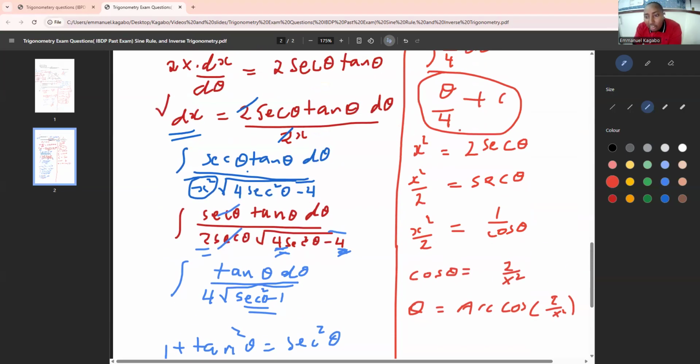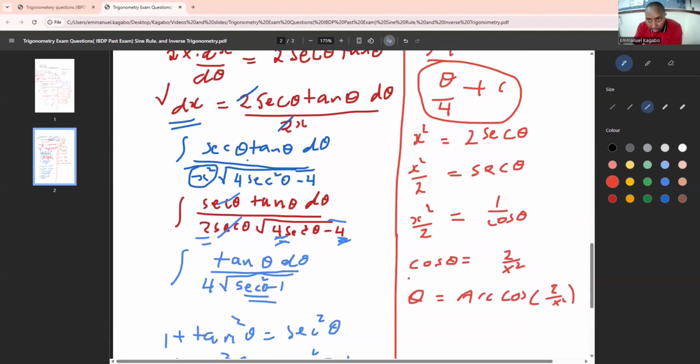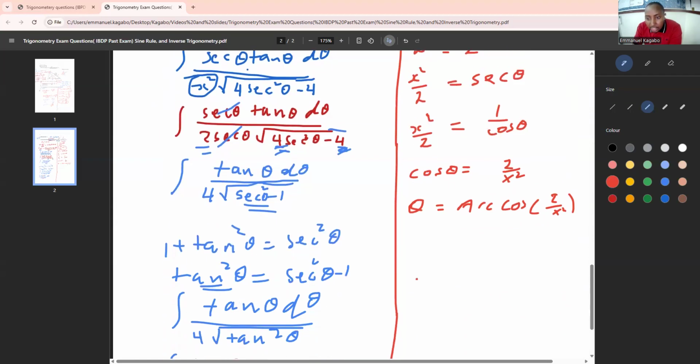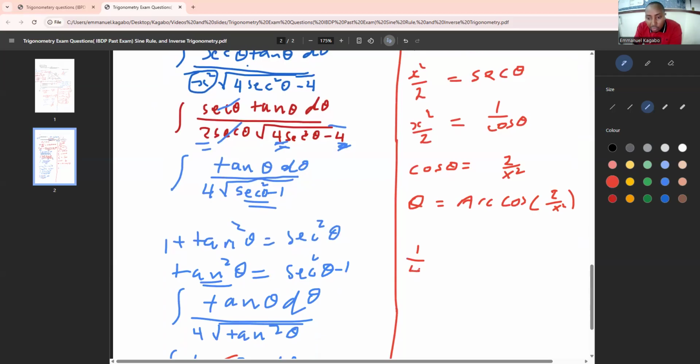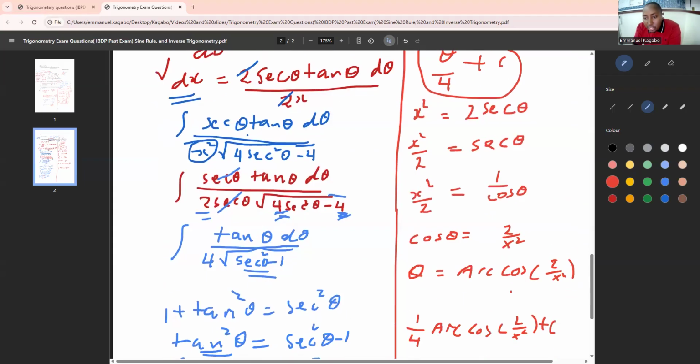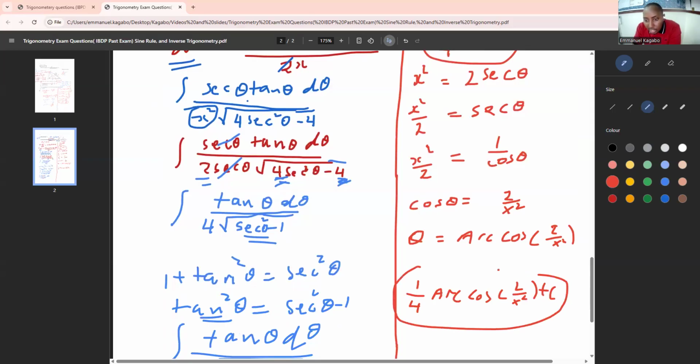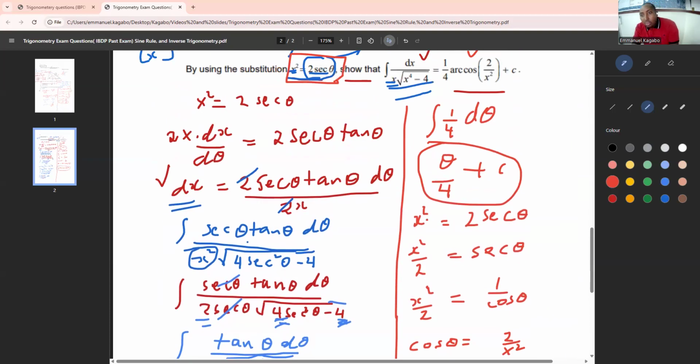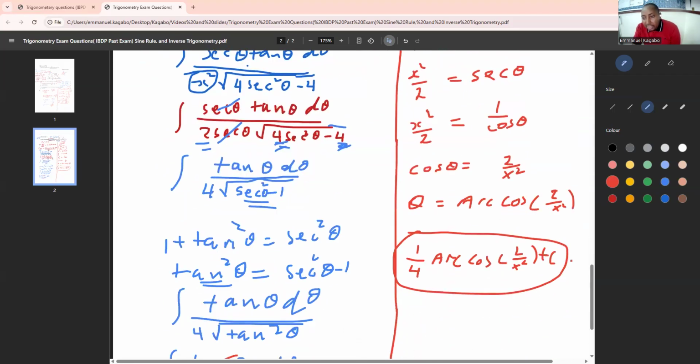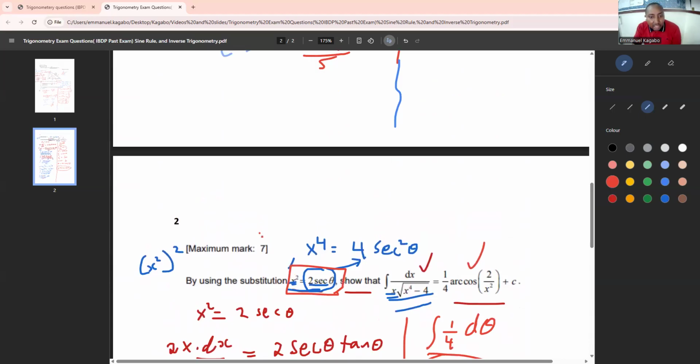But I have theta over 4. That means my final answer is going to be 1 over 4 arc cos of 2 over x squared plus c. Can we check? They told me to show. Let me check. The answer they have is 1 over 4 arc cos 2 over x squared plus c. Is that what I have? Yes, got it. How many marks? 7 marks. Very good question.